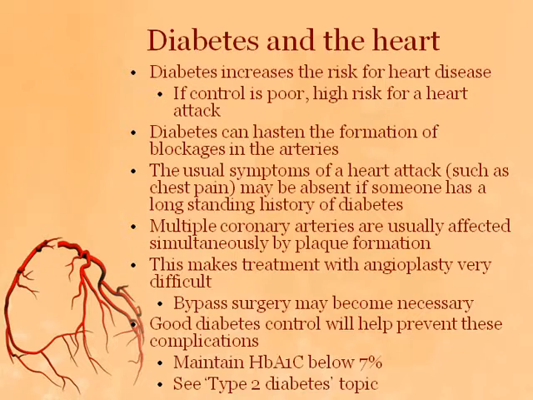And the take home point from this slide would be that good control will help prevent most of these complications. Make sure that you maintain your hemoglobin A1C below 7%. And I'd like for you to see the topic type 2 diabetes, in which I've discussed in detail the various steps that you can take or you should take for good control.